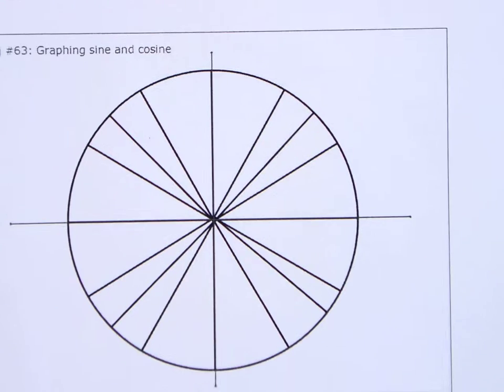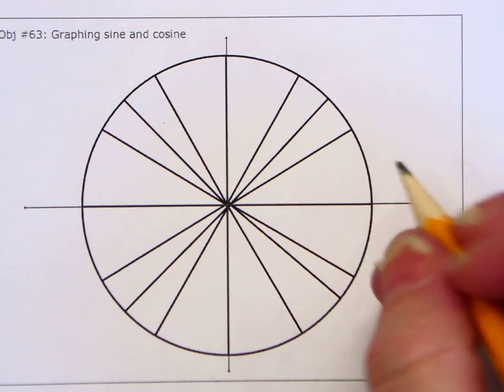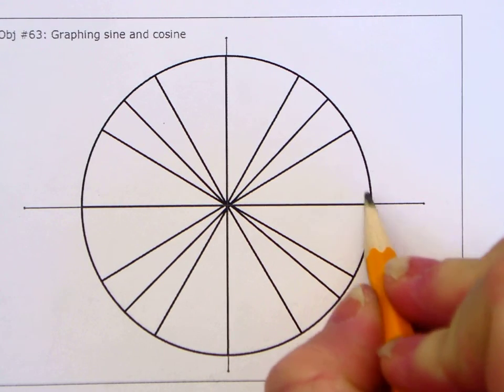All right, I want to start by talking about the unit circle for a second, and I want to fill in those angles. Let's fill in those angles. So let's start with degrees, right? How many degrees are right here?